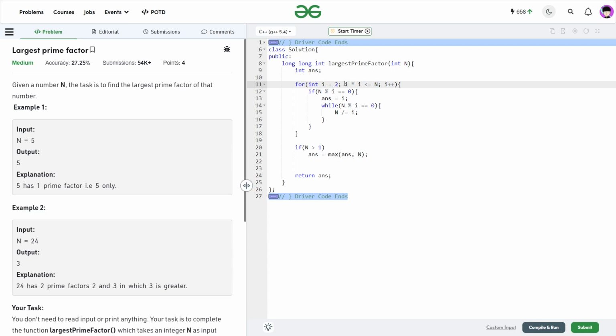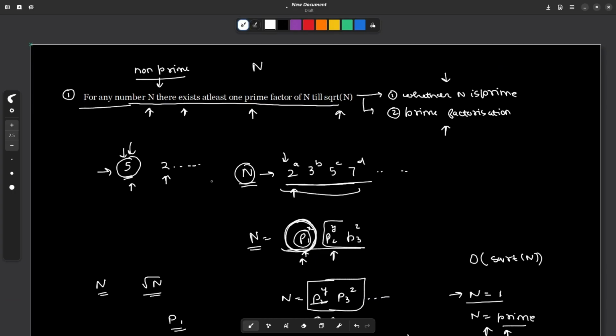So basically, I'm going while i into i is less than or equal to n. So if you're not able to understand this part, let me just write it more clearly. So if I am writing it like this, right? If this is my statement, I can also write it like this. So this is exactly what I did there. The only reason to do this was to avoid floating point calculations, right? If I calculate the square root of n, it will be in double or float.